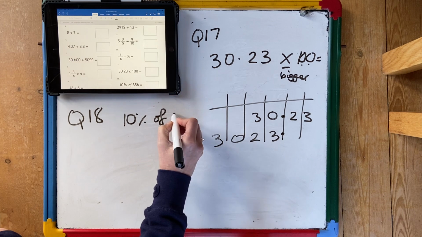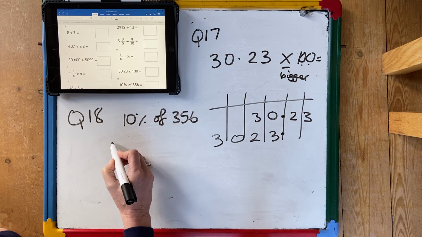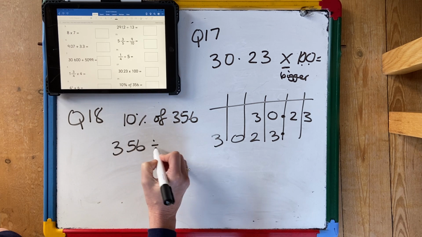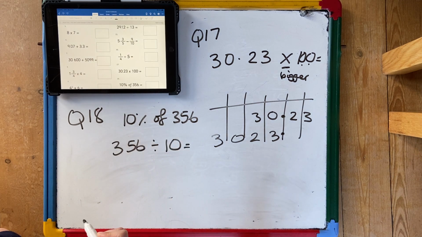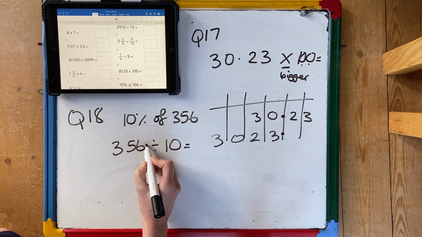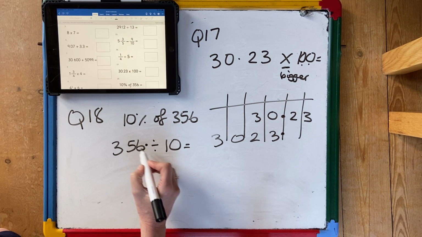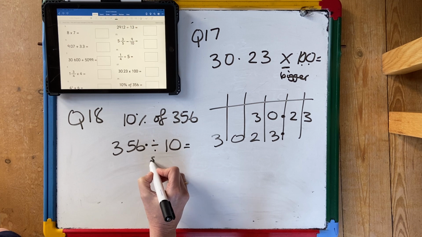10% of 356. So to find out 10%, you need to divide 356 by 10. So there's 356, the decimal point is here in the whole number, so you can either divide it by 10 by moving the decimal place one place. Remember, dividing by 10, the number gets smaller.